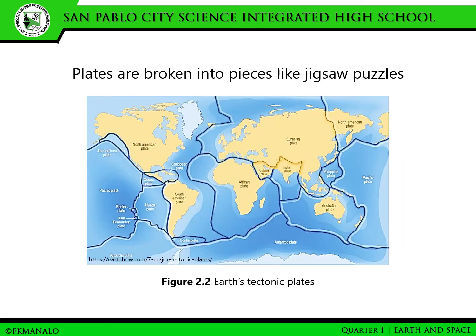We have learned from plate tectonic theory that the lithosphere is divided into plates. These plates are broken into pieces like jigsaw puzzles as seen in the picture. We have major, large plates, and we have also minor, smaller plates. We have named some of those from our previous presentation.